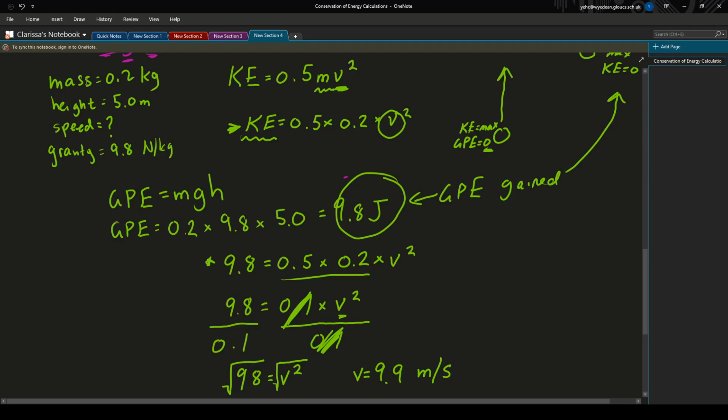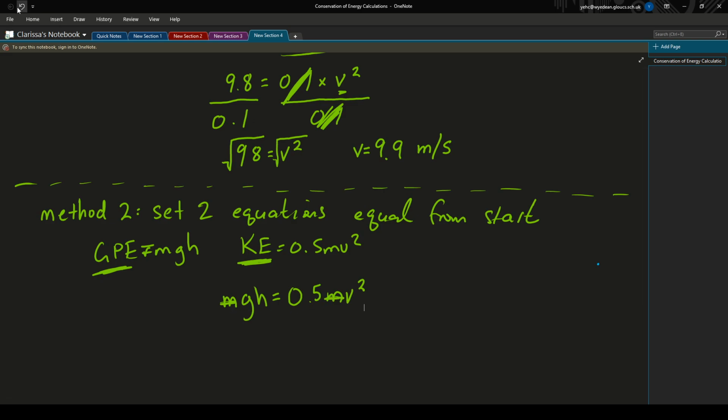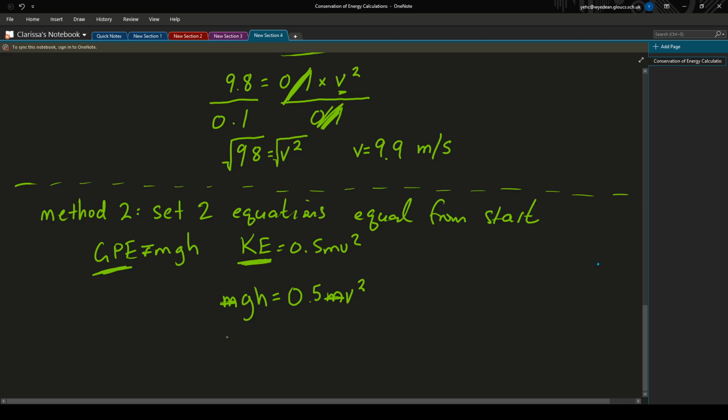So my list, mass is 0.2. One thing I also want you to notice is that because the mass is the same on both sides, technically you don't really need the mass. That could just cancel out. But I'll leave mass there just because I don't want to confuse anyone. So I'll leave it as it is, mgh equals 0.5 mv squared.